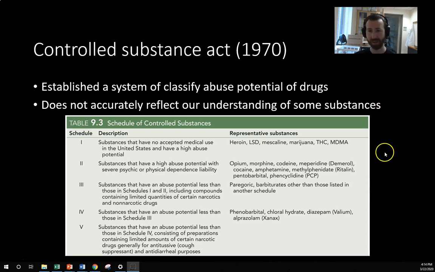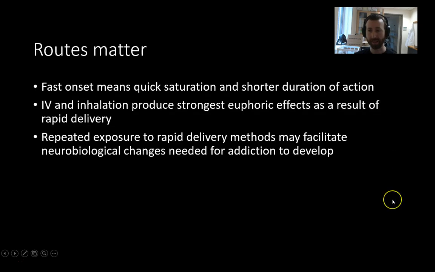Lastly, I want to mention here that routes matter. Some of you may remember from our first unit way back that we talked about pharmacokinetics and how certain routes of administration will allow drugs to reach blood plasma more quickly and to cross the blood-brain barrier and have their effects. Fast onset means quick saturation and shorter duration of action, so injecting something rather than consuming it through another route will allow it to become available much more quickly and reach high peak levels of concentration much more rapidly, and also have a much more transient effect.